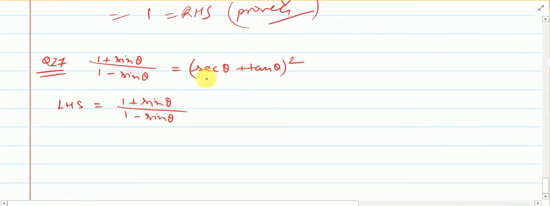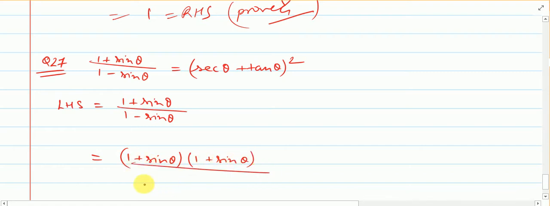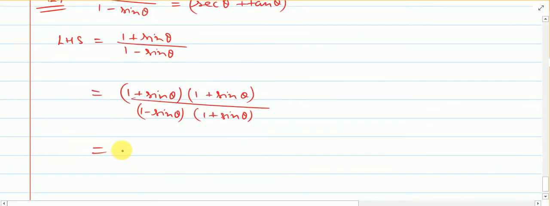Now since on the right we don't have anything in the denominator, we should try to remove this, making it 1 minus sin square theta. So firstly we should try to make this a single term. If I rationalize, here plus sign is there, so I'll multiply and divide by 1 plus sin theta. Done. And now the numerator will multiply: 1 plus sin theta, 1 plus sin theta.